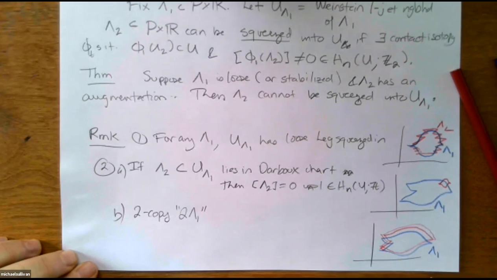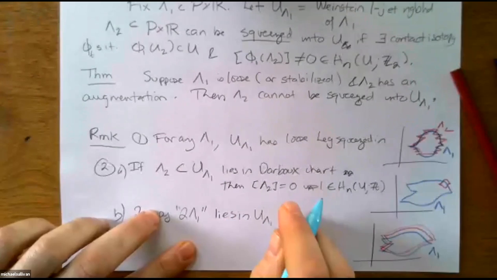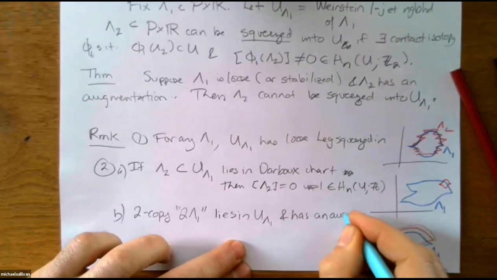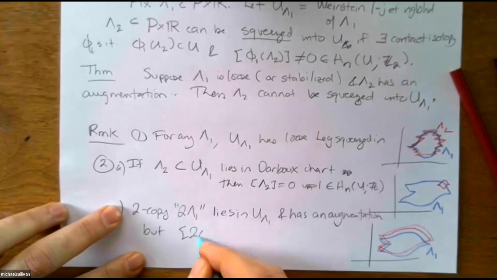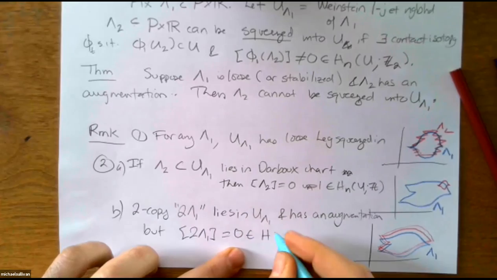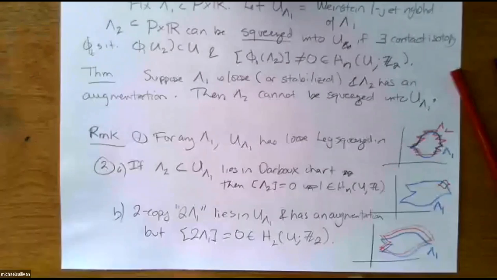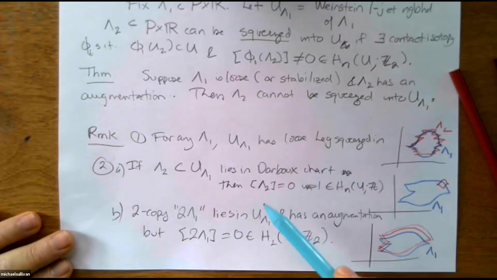This lies in U lambda one, and has, by work of other people, an augmentation, even has a filling if you subscribe to these things. But if you look at the image, this guy is zero in this homology. Okay, so that is supposed to explain why we would want a condition like that.